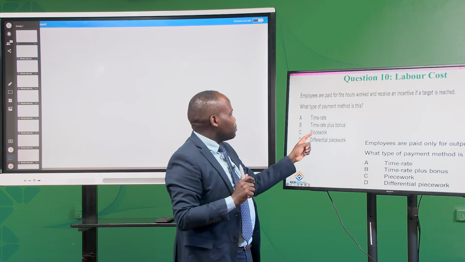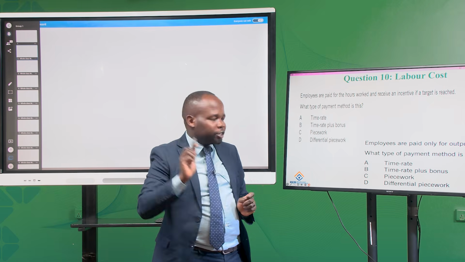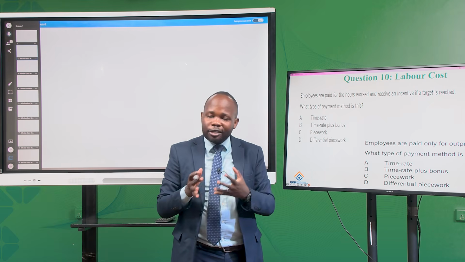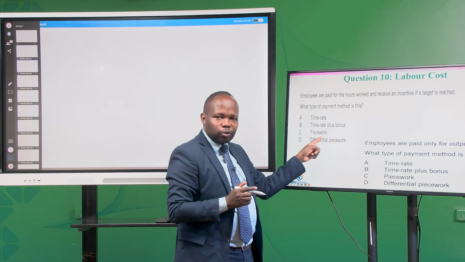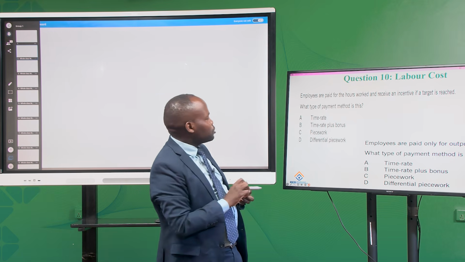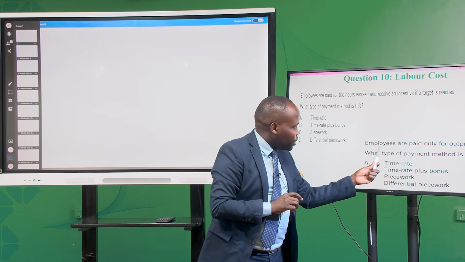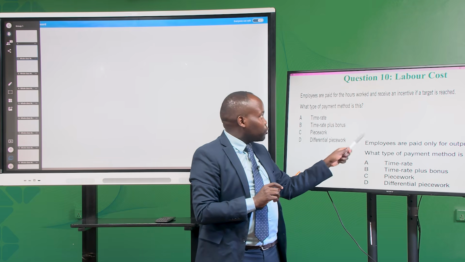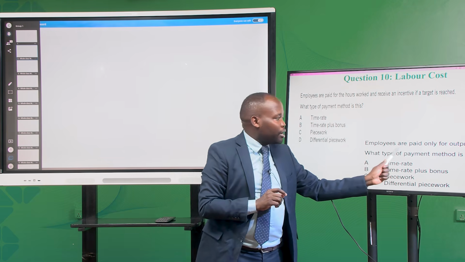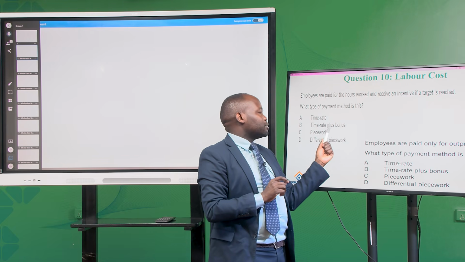Piecework is where you are paid according to the number of units you produce. And differential piecework is just a type of piecework. There are two types of piecework: straight piecework and differential piecework. So the correct answer there is B. We are still in the same question, with a different question in the same setting. The answer here was B, time rate plus bonus.